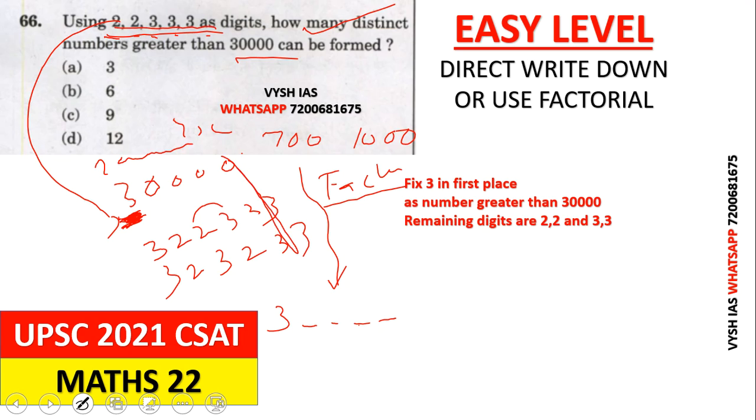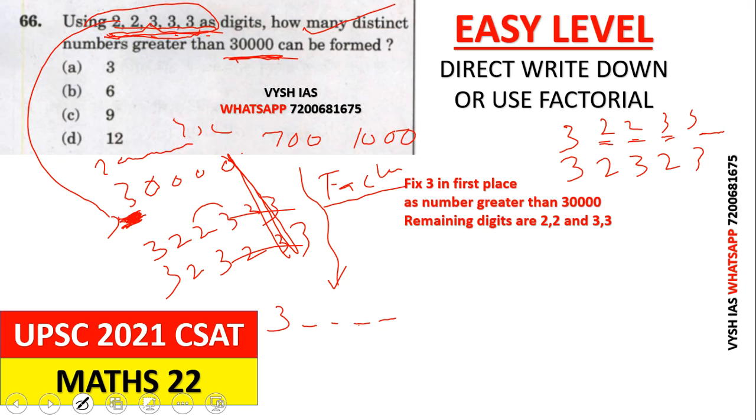Here I think I put one extra digit actually. Total 5 digits are there and you have to make a number greater than 30,000. Okay, this is a little error. So 3, then 4 blanks only you have because in total it's 5 digits. So 2, 2, 3, 3. Then here you put 2, then 2, 3, 2, 3 like that. So 4 blanks you have and 4 digits you have, but 2 digits are repeating.